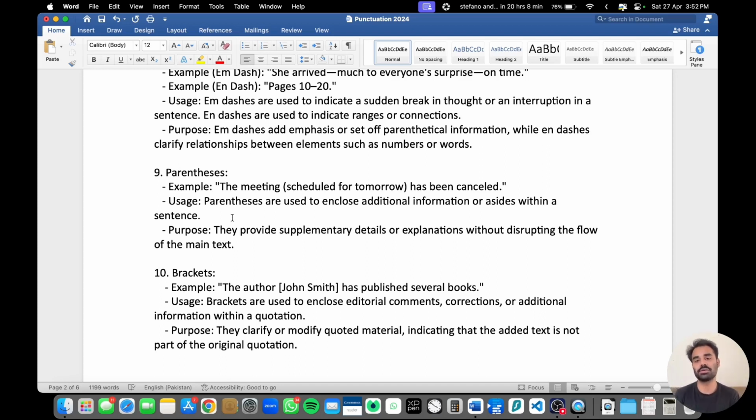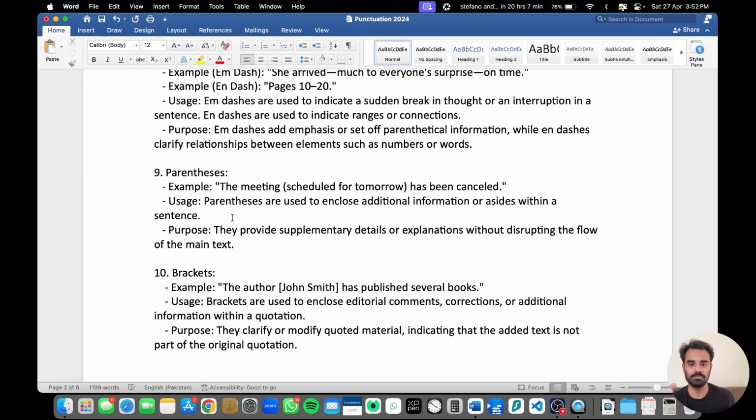All right. So it says over here, the meeting scheduled for tomorrow has been cancelled. Or if I just say the meeting has been cancelled, but I want to provide a little bit more extra information, a little bit more clarity, I would rather use the words within the parentheses, the clause or the phrase "scheduled for tomorrow", because I want to clarify which meeting I'm talking about. The usage says that parentheses are used to enclose additional information or asides within the sentence. The purpose: they provide supplementary detail, meaning extra detail or explanation, without disrupting the flow of the main text, because the main text over here was just "the meeting has been cancelled."